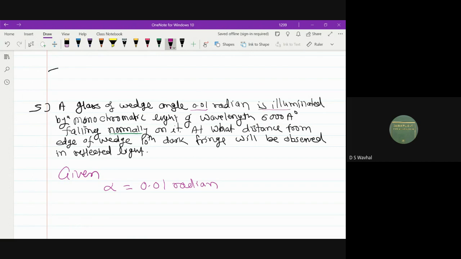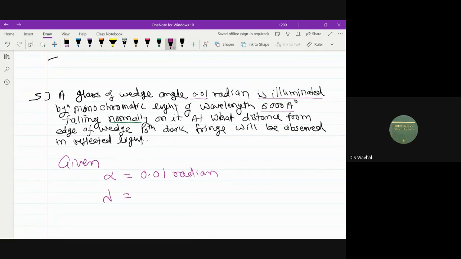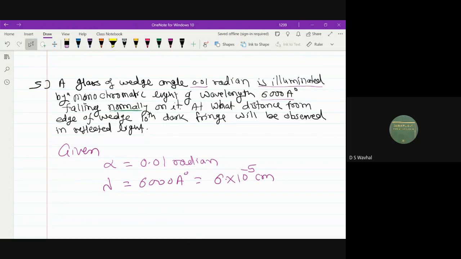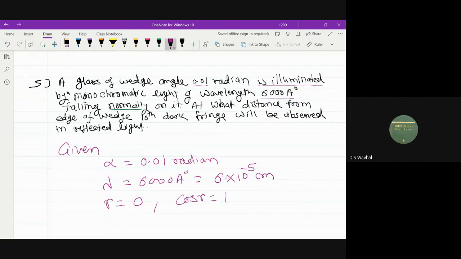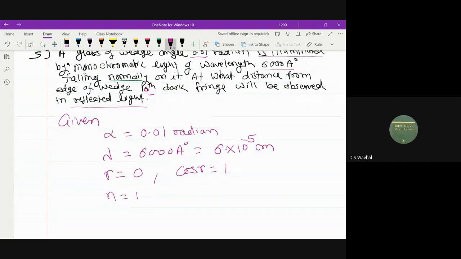And this is illuminated by monochromatic light of wavelength 6000 angstrom. So wavelength is given, 6000 angstrom, nothing but 6 into 10 to the power minus 5 centimeter. Falling normally on it. So there is normal incidence, so r equals 0, and therefore cos r is equal to 1. At what distance from the edge of the wedge will the 10th dark fringe be observed in the reflected light? So we have to find at what distance you will see the 10th dark fringe. So n is given. n is 10.